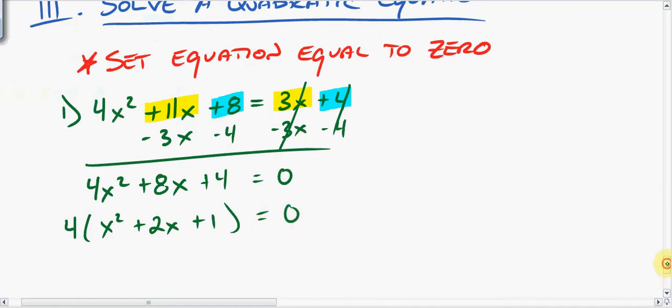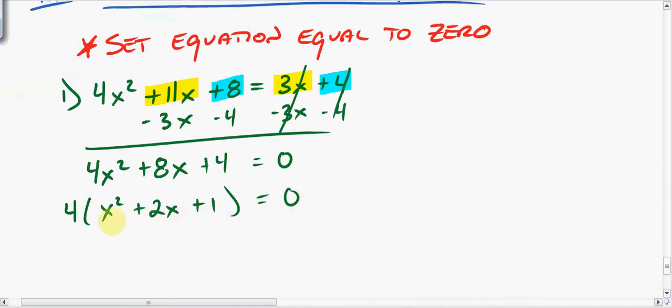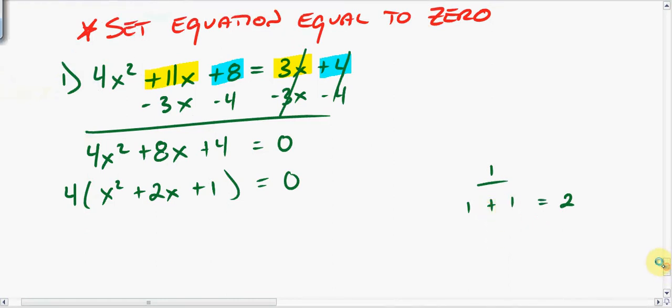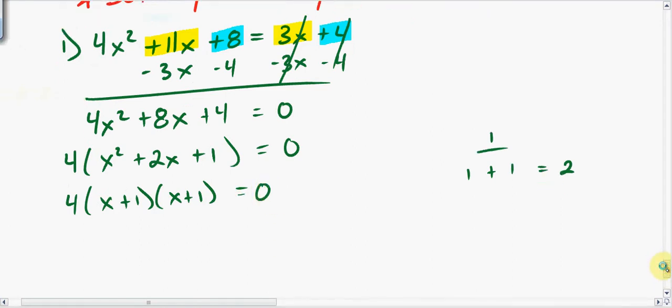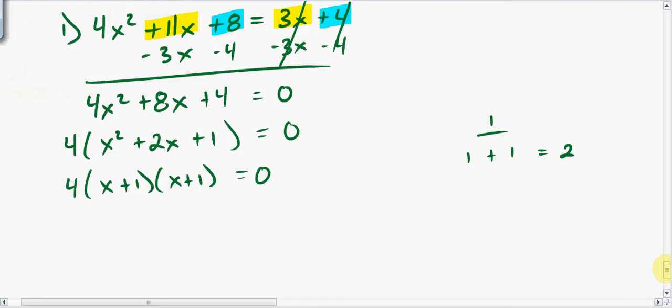So now I have a 4.3 type problem, where I just have to find the factors of 1 that add up to 2. That's nice and easy: 1 plus 1 is 2. So I've got 4 times x plus 1 times x plus 1, which is equal to 0. And I've got x plus 1 written twice.